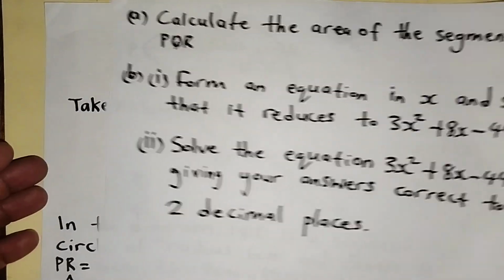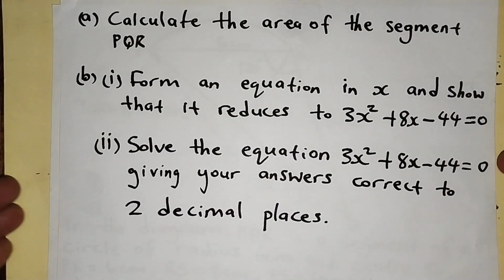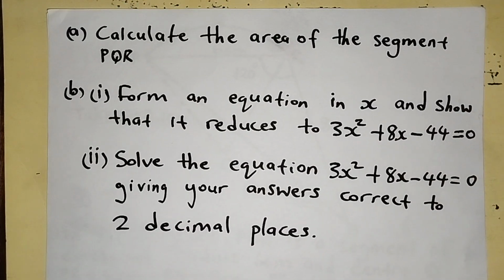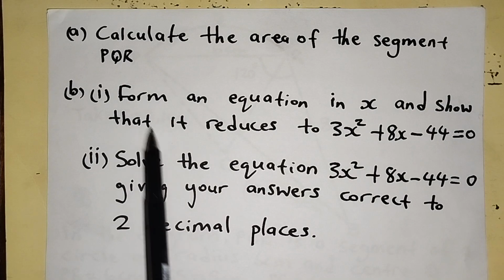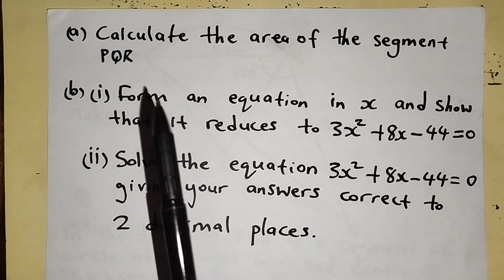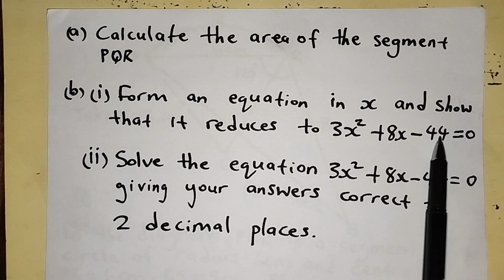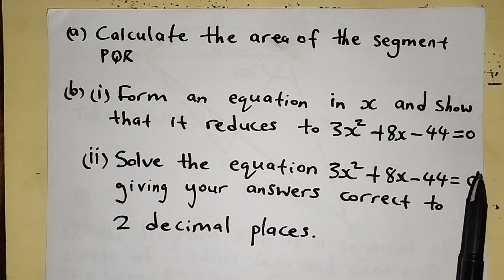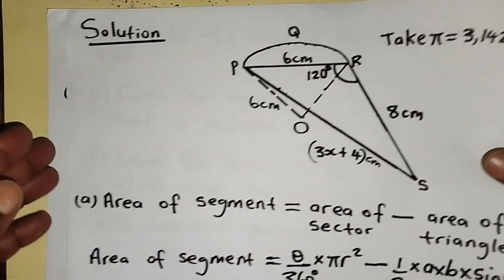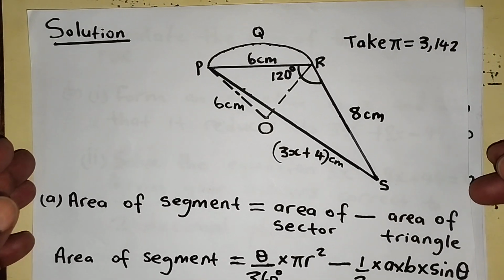So we've got some questions here based on the information you are given and on that diagram. Calculate the area of the segment PQR. And B part 1: form an equation in x and show that it reduces to 3x squared plus 8x minus 44 equals 0. Then solve the equation 3x squared plus 8x minus 44 equals 0, giving your answers correct to 2 decimal places. Okay, so there we are. Let's dive into our solution.